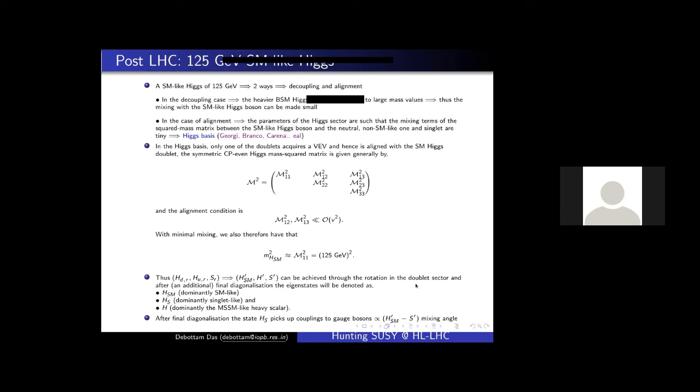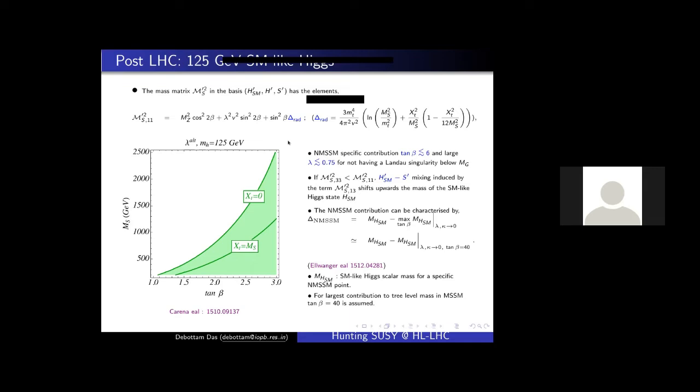So now let us look at a more quantitative picture. We have written the 1-1 element of the primed mass squared matrix, M² prime 1-1. The first two terms are the standard NMSSM tree-level contribution, and the third term is the radiative correction. The point is that, in the alignment domain, one could easily have a 125 GeV Higgs boson, right?